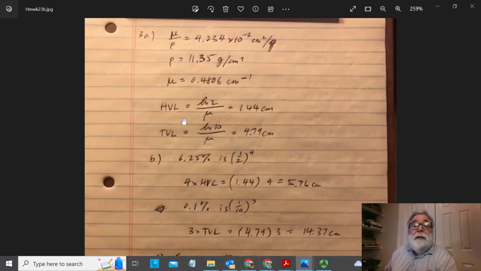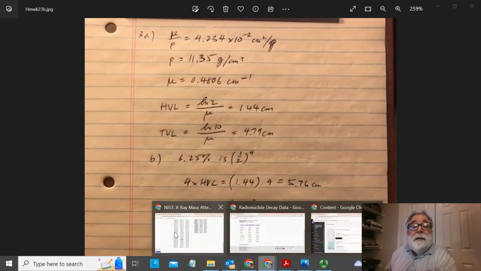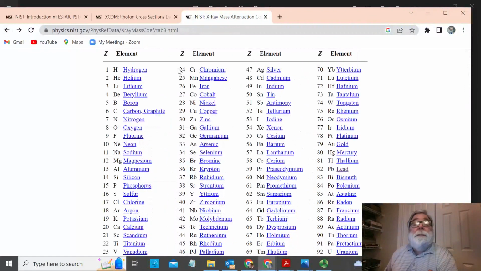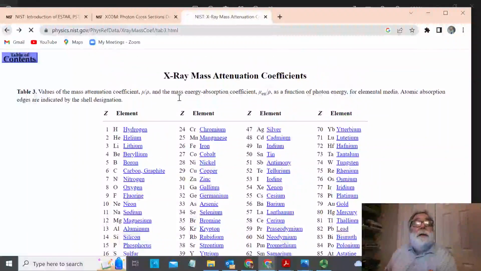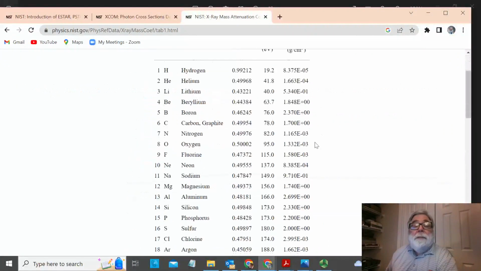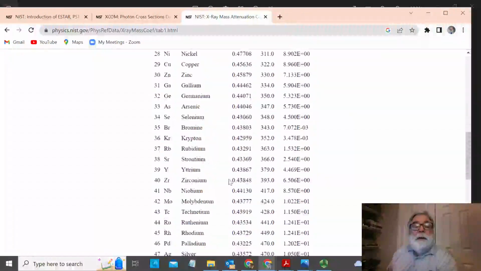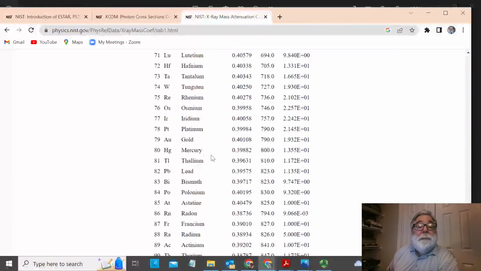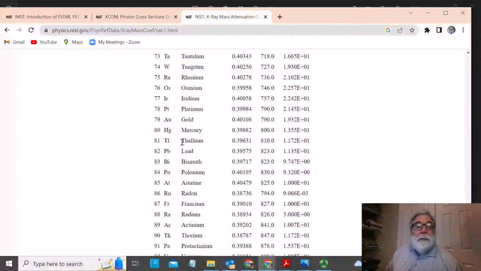Now, the density of lead. Where do I get the density of lead? Let's go back to this. These are the mass attenuation coefficients. One step back. It tells me here that I've got a table that shows me the material properties for elemental media. I'm looking at lead. So let me find lead right here. And this column on the right is our density, 11.35.